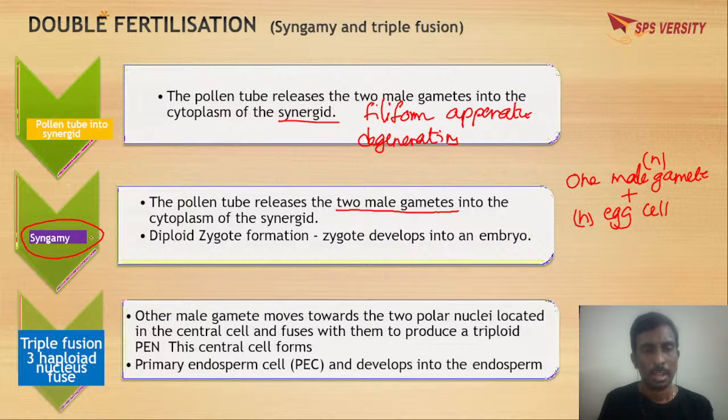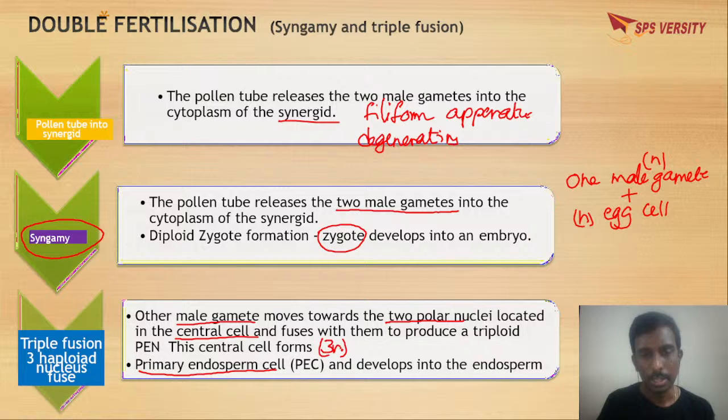Okay. So on syngamy, zygote is formed which develops into embryo. So what happens to the other male gamete? This other male gamete fuses with 2 polar nuclei which are present in the central cell, which fuses to form a primary endosperm cell, which is a triploid.